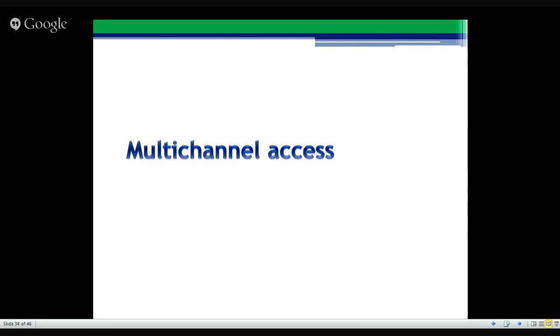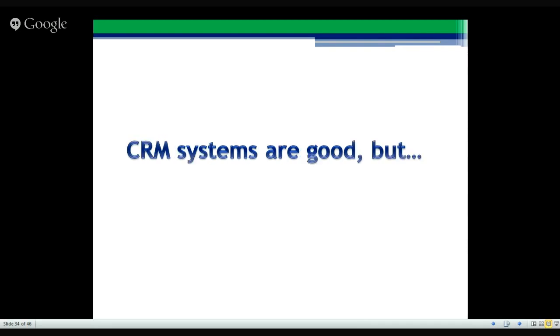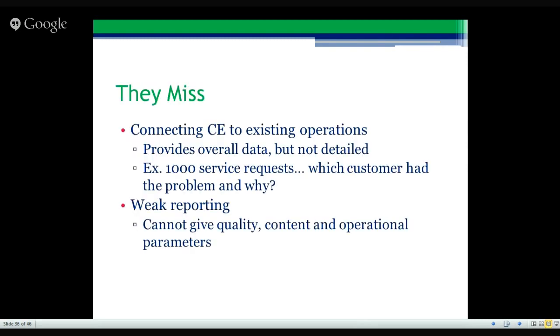So I'm going to go through these really quickly. I know we don't have a ton of time, but to help keep everything in order, how do you capture the data? Where do you capture this data from? CRM systems are really good, but they lack a couple of things. They miss the customer experience with operations. They don't provide detailed information. It's a very general, quantitative way to capture data. And then the quality reporting isn't as great as it could be.